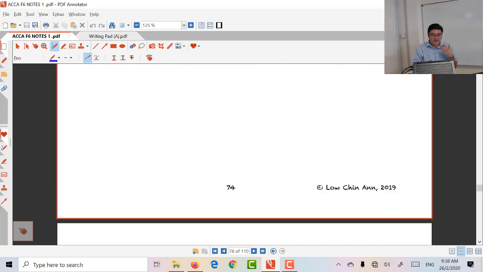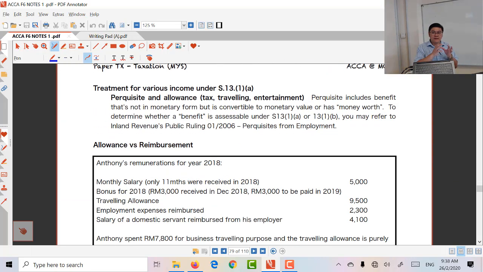So we're going to go now into the various types of 13.1A. Then we'll go into 13.1B, then 13.1C. That's the main bulk of this chapter. The first thing that I'll discuss with you in 13.1A is allowances as well as reimbursement. Now, in work, it's quite normal for an employer to actually give you allowance.